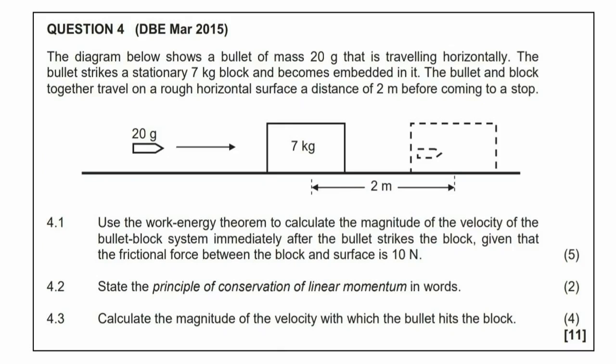Now 4.3 says calculate the magnitude of the velocity with which the bullet hits the block. Now you can see the hint there. In 4.2 we've been asked to state the principle of conservation of linear momentum, and then in 4.3 they ask us to calculate the magnitude of the velocity. This is a hint in physical sciences that after stating this you would probably need to use that same formula for the principle of conservation of linear momentum in order to calculate what comes up as a follow-up question, right? So always observe the trend. So we have sum of momentum initially is equal to sum of momentum final.